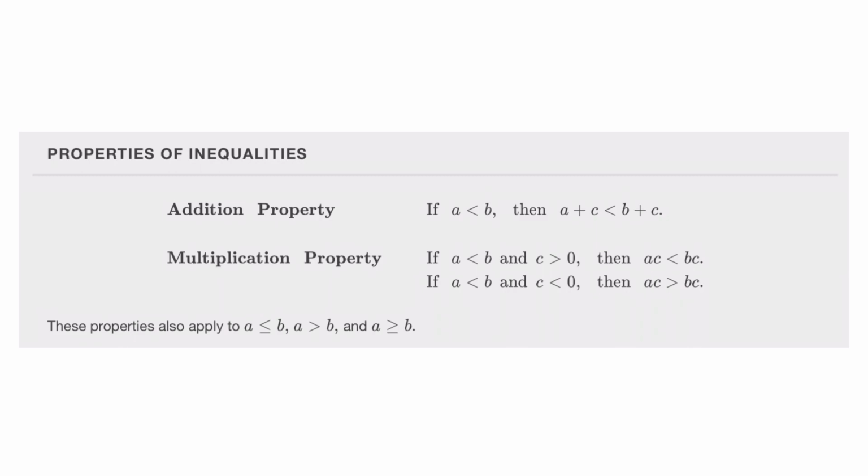If A is less than B and C is positive, we can multiply both sides of the inequality and preserve the inequality. And if A is less than B and C is negative, when we multiply both sides by C, the inequality flips.